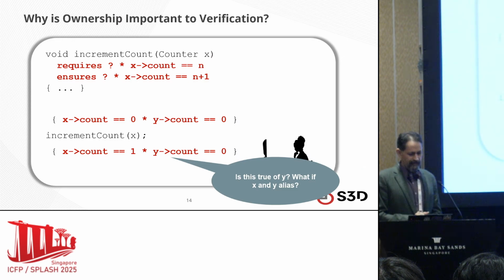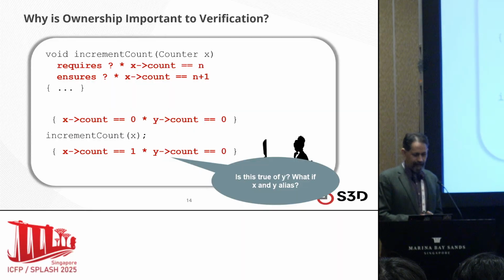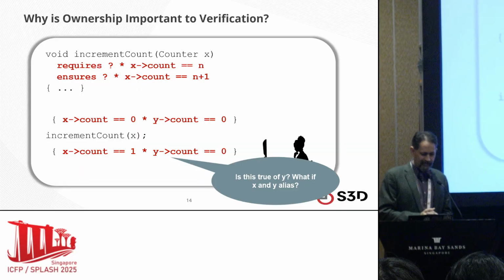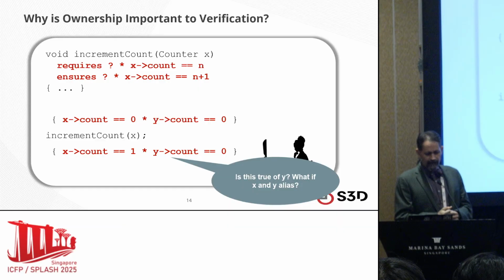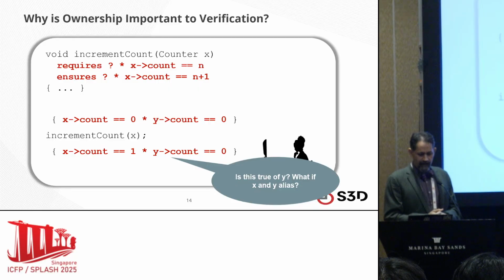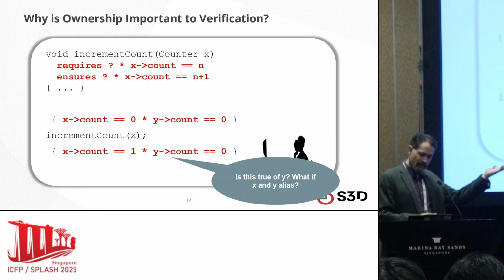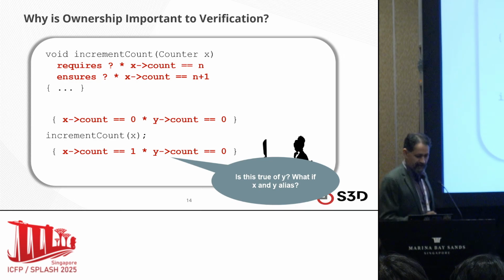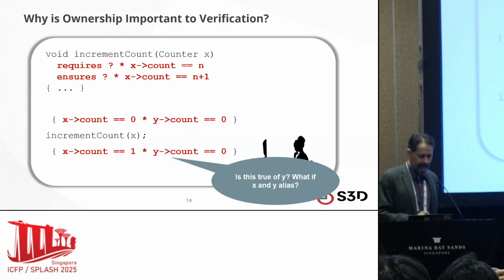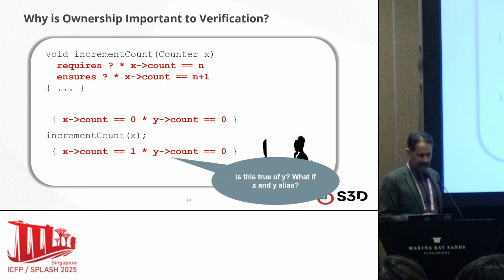So why is ownership important to verification? This is maybe preaching to the crowd for some of the IWACO old-timers, but maybe there's some people who haven't seen ownership all that much before. So let's look at a very simple property of a simple system. Here we have a counter. It has a field x, and we're passing it to an increment count. And in our gradual verification system, we can write a spec that says, hey, coming in x.count is n, and coming out x.count should be n plus 1, right? And maybe some other things that I've left out with a question mark.